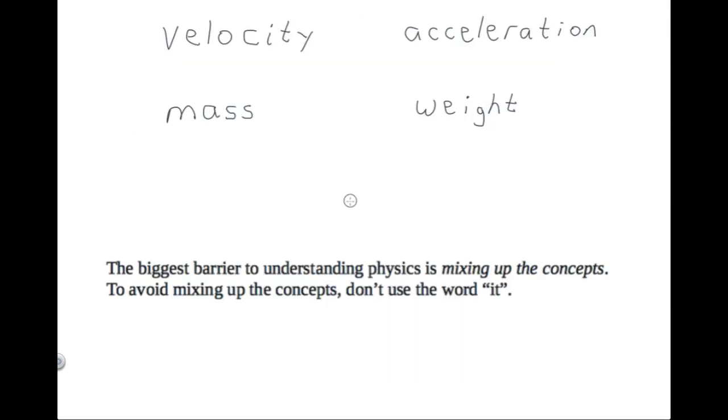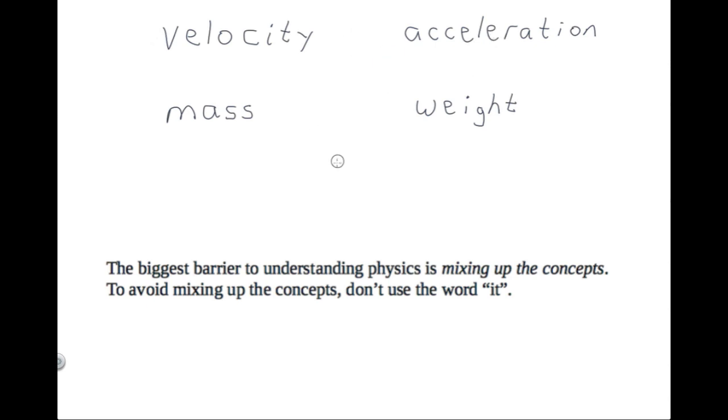Now, I mentioned in a previous video that the biggest mistake that physics students make is mixing up the concepts. For example, students mix up velocity with acceleration, or students mix up mass with weight. To avoid mixing up the concepts, don't use the word "it." Don't say "it indicates the direction of motion," or "it refers to speeding up, slowing down, or changing direction of motion." Instead, say "velocity indicates the direction of motion," or "acceleration refers to speeding up, slowing down, or changing direction of motion."